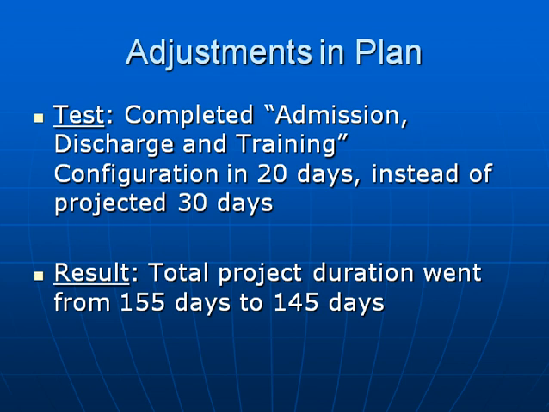In order to see the effect of a change in the scheduled implementation, we ran a test to see how the completion of one subtask would alter the outcome of our total project. We adjusted the project timeline, assuming that the configuration of the admission, discharge, and training component of the system could be completed ahead of schedule. Rather than taking the 30 days that was allotted for the initial configuration, we changed the duration to 20 days. By decreasing the duration of this one subtask, we were able to show that the expected end date of the total project implementation could be moved up 10 business days as well. As a result, the total project duration decreased from 155 days to 145 days.